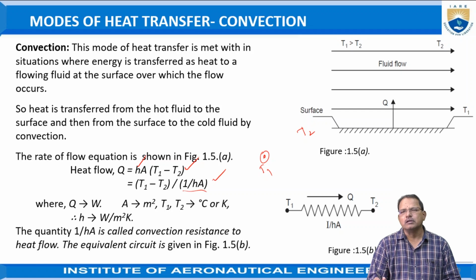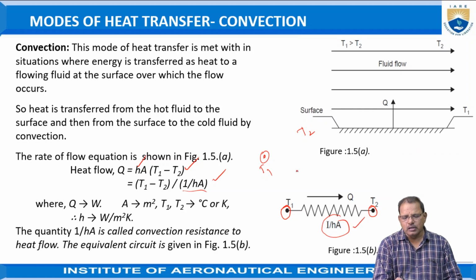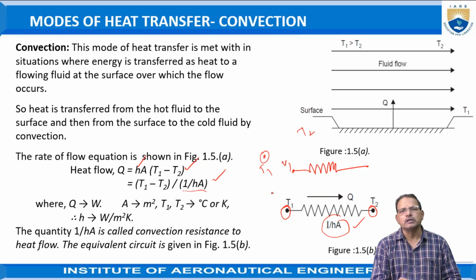When putting this in the form of electrical circuits, T1 represents the higher temperature and T2 the lower temperature. Heat energy flows from higher temperature to lower temperature. Here 1 by hA is called thermal resistance. In the electrical circuit, V1 is the electrical potential at one end and V2 is the potential at the other end, I is the current passing through, and R is the electrical resistance. Comparing these two, V1 and V2 are equivalent to T1 and T2, the current I and the thermal energy flow Q are equivalent, R is the electrical resistance, and 1 by hA represents the thermal resistance of the convection process.